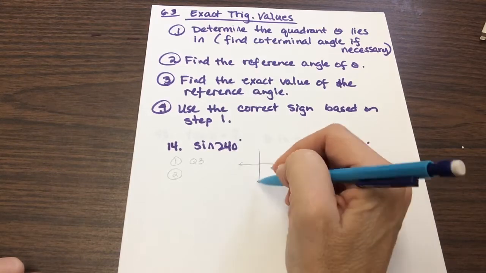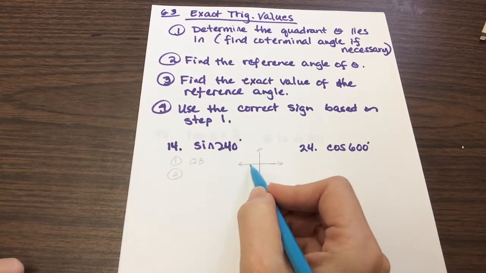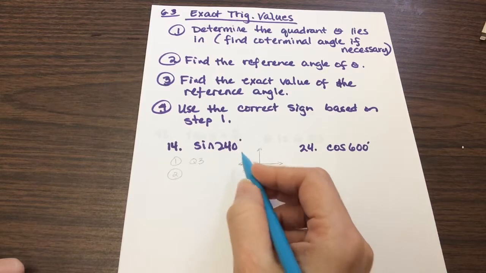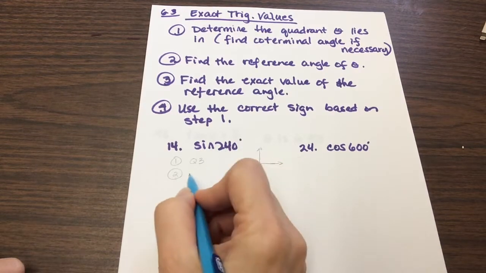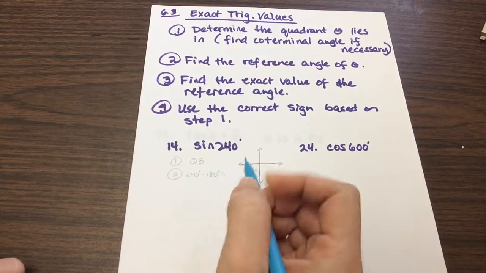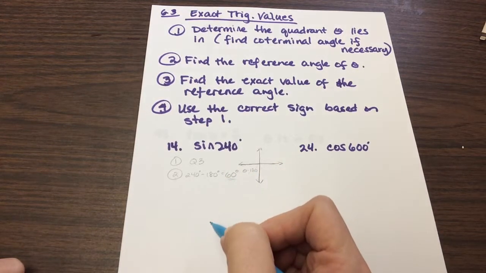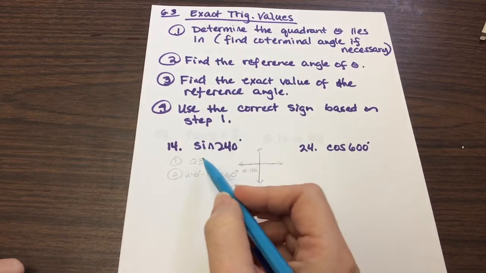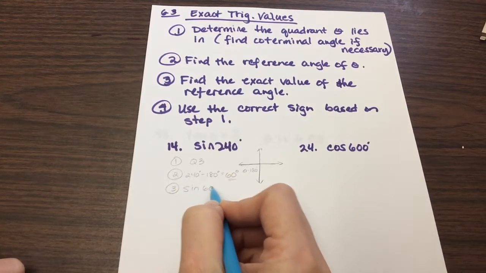you can visualize it. Alright, so here I am over here in this quadrant right here, and so to find the reference angle, I'm doing theta minus 180. Alright, so I'm just doing 240 minus 180, which is 60 degrees. Okay, so that's my reference angle. My reference angle is 60 degrees, and in this particular problem it asks me for the sine. So I want to know what the sine of 60 degrees is.